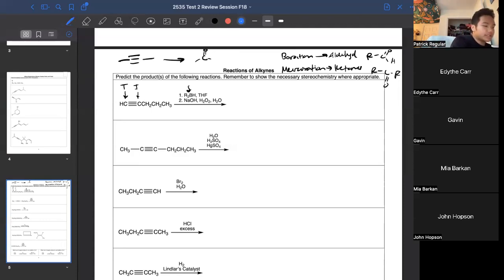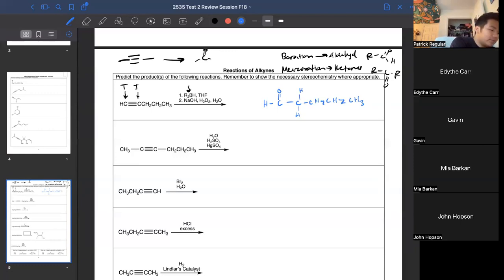It's pretty solid. So H, C, C, that other H added there. H, CH2, CH2, 1, 2, 3, 4, 5, 1, 2, 3, 4, 5. 5 carbons. That's what we have. We would have an aldehyde.